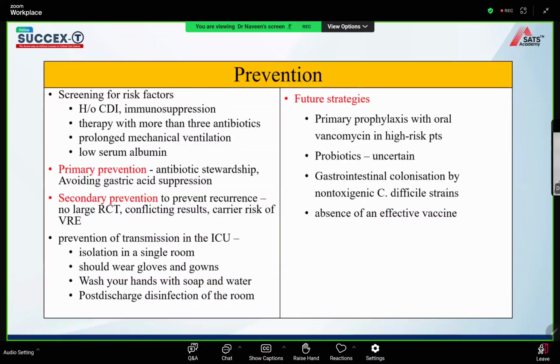This I will skip. You can read it. And prevention per se, the primary prevention is about usage of antibiotic stewardship, so that you can use antibiotics judiciously, as well as avoid overusage of PPIs and probiotics. And secondary prevention, generally there is no hard and fast evidence for that, and there is a high risk of vancomycin resistant enterococcus. Future strategies are prophylaxis in the form of oral vancomycin for primary prophylaxis, and colonization of the gastrointestinal tract by non-toxigenic C. diff strains. And still with probiotics, there are controversial results in terms of benefit and risk.